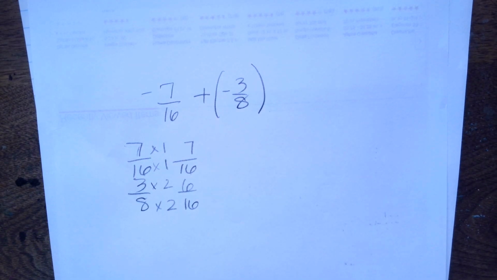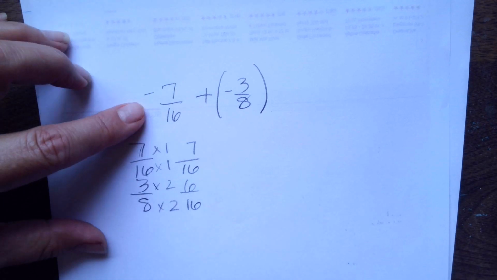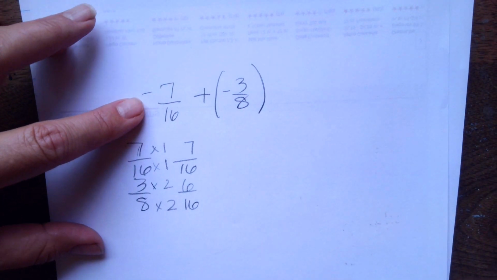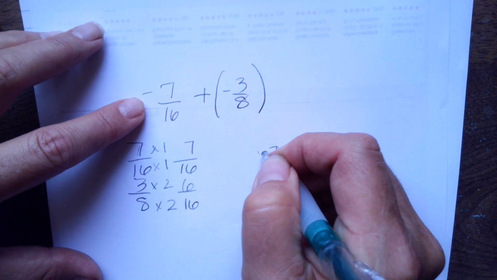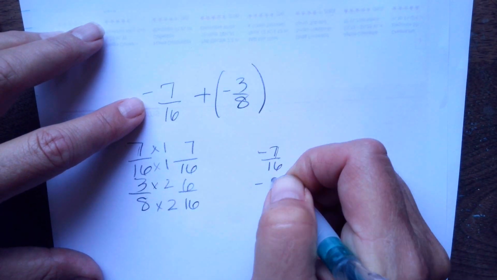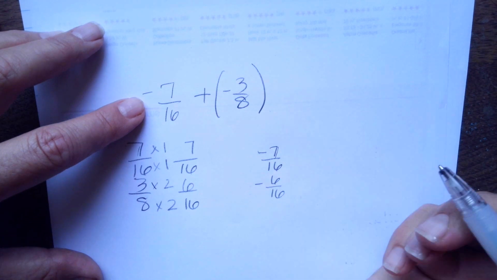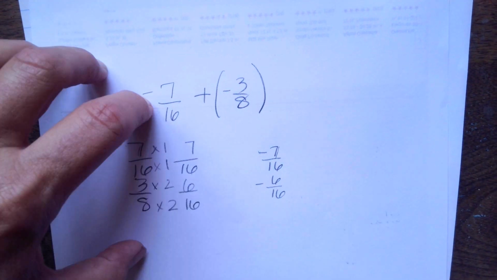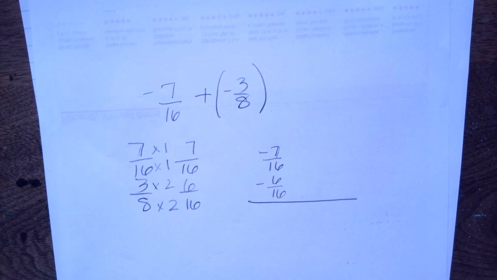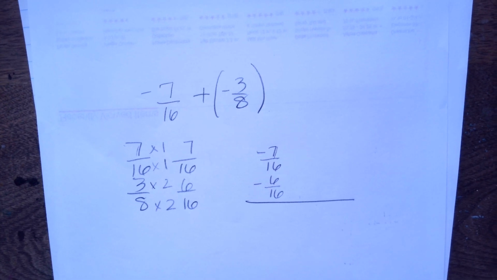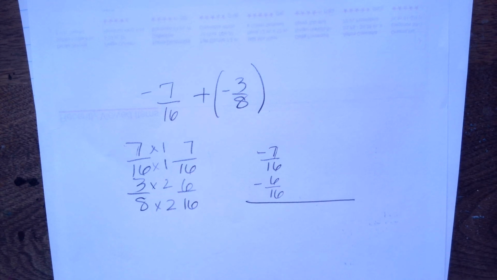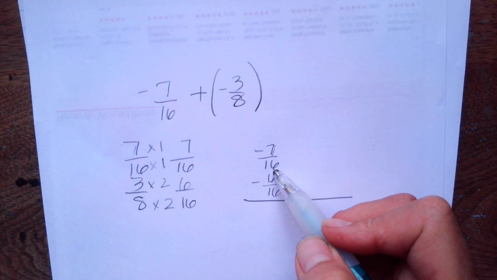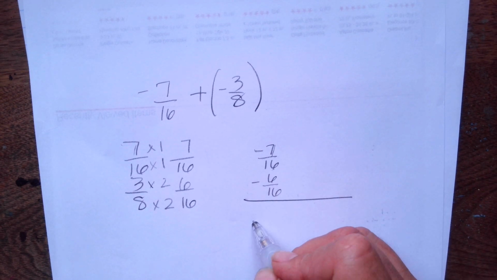Okay, so now we deal with the negative and positive signs. This is negative and this is negative, so it's negative 7/16 and negative 6/16. I don't know if you remember how I taught you how to figure out positive and negatives, but we're going to do biggest fraction wins the sign. So our biggest fraction is 7/16 or 6/16? So 7/16 wins the sign. So our answer is going to be negative.